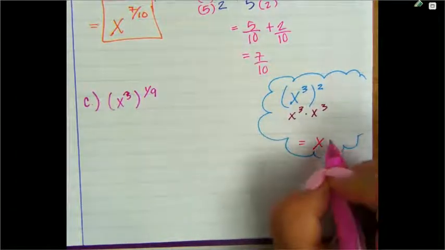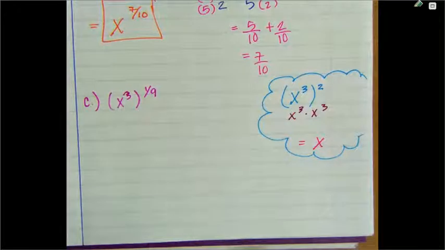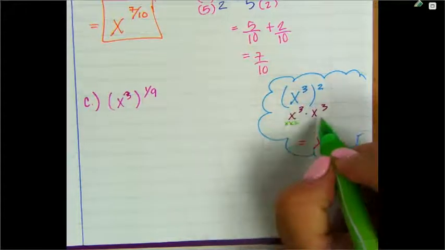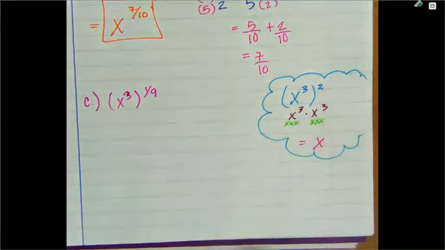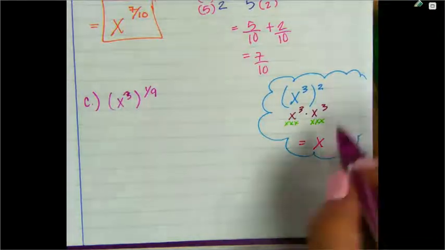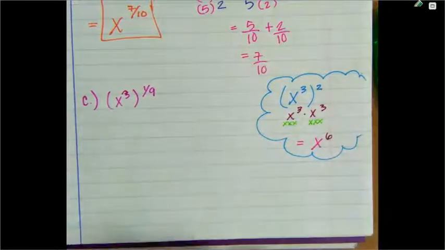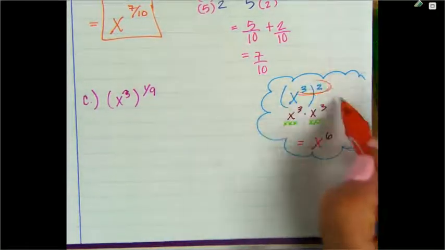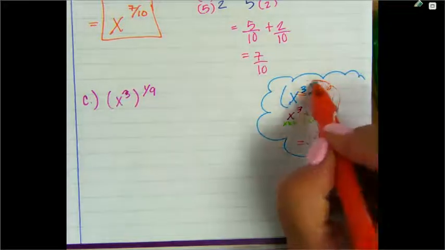Let's do this slow. How many x's are here? And how many here? For a total of how many? That's a better answer. So, question to you is this. How do I go from here to here?